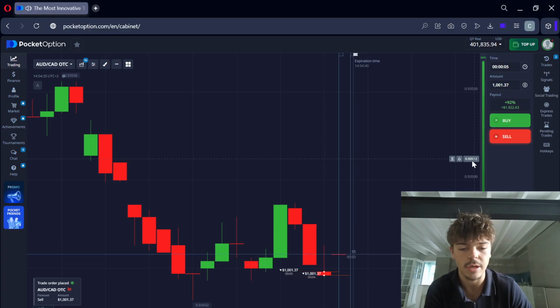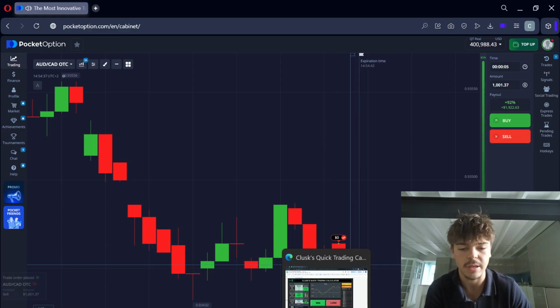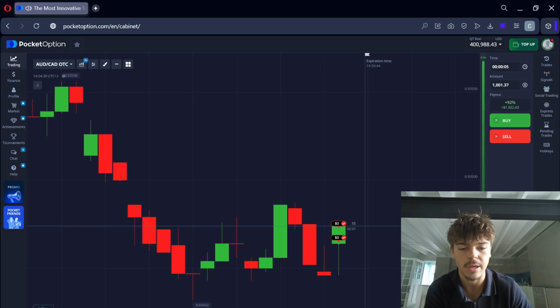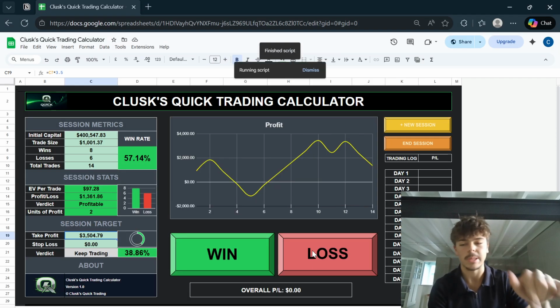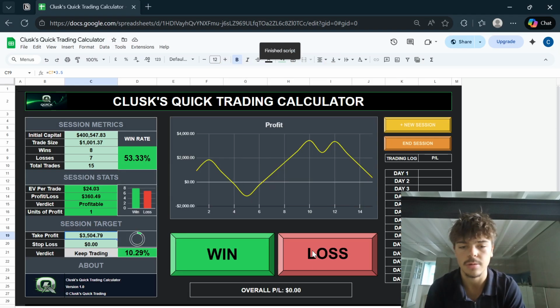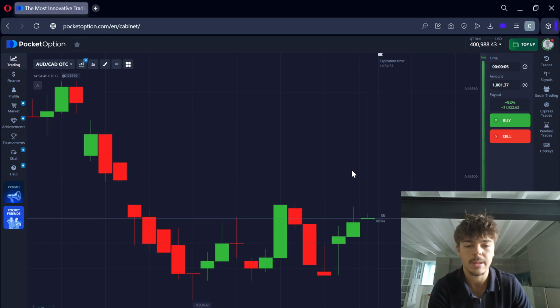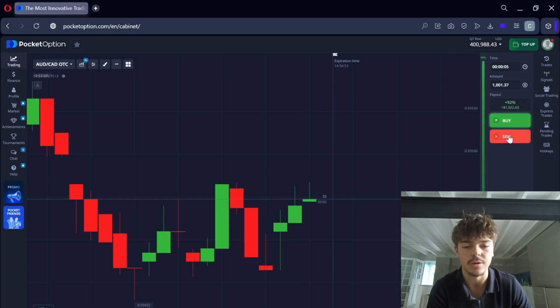We'll take another trade here. That's very unlucky, that one. So we'll add that loss there and that one there. See, I was expecting a drawdown like this, guys. I knew it was going to come, but that's just how you need to deal with trading sometimes.